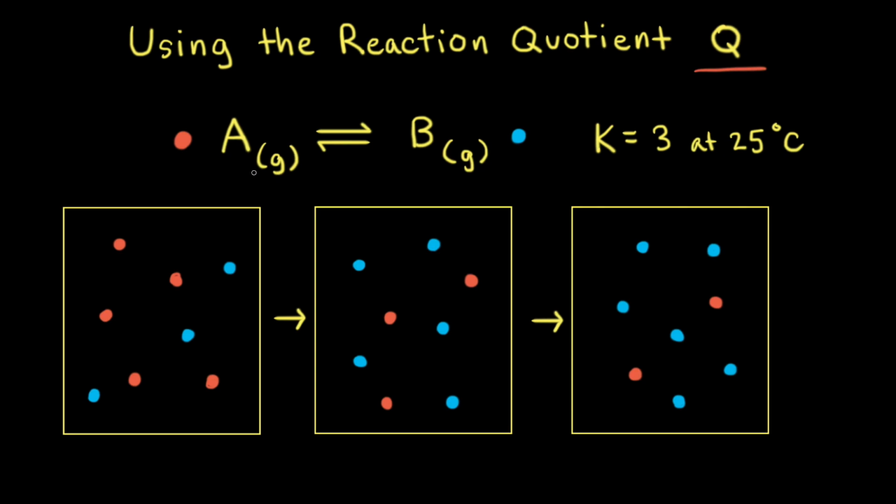For example, let's look at the hypothetical reaction where gas A turns into gas B. Gas A will be represented by red circles or red spheres, and gas B will be represented by blue spheres. The equilibrium constant for this hypothetical reaction is equal to 3 at 25 degrees Celsius.